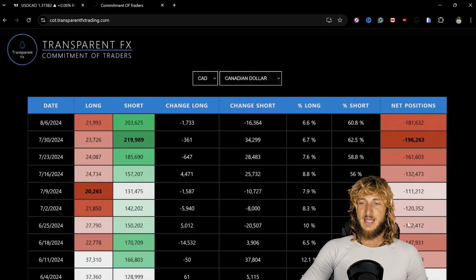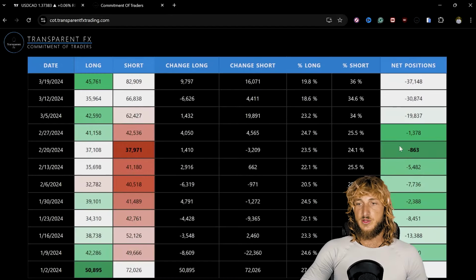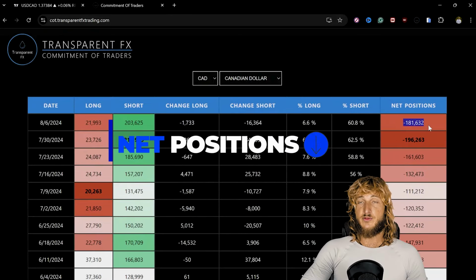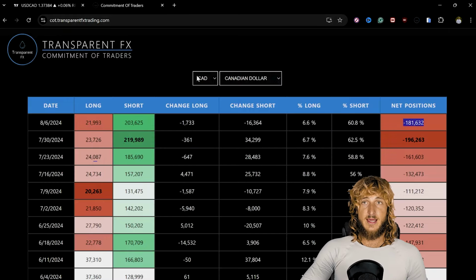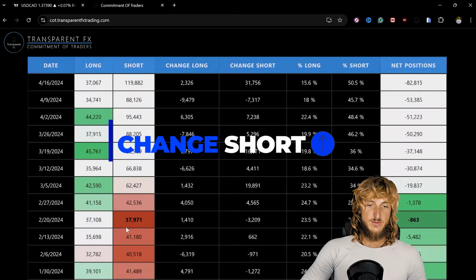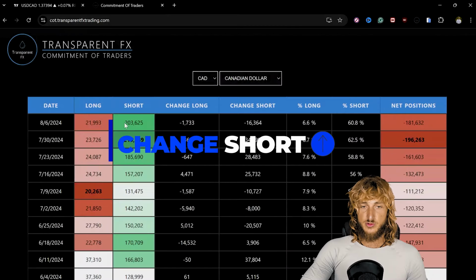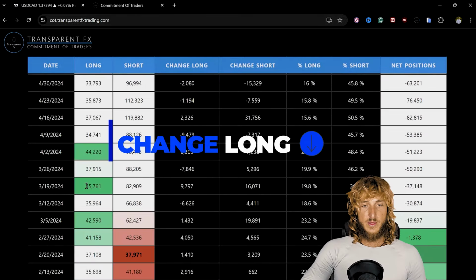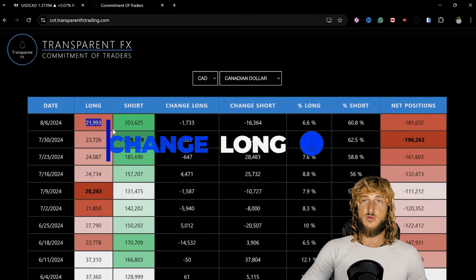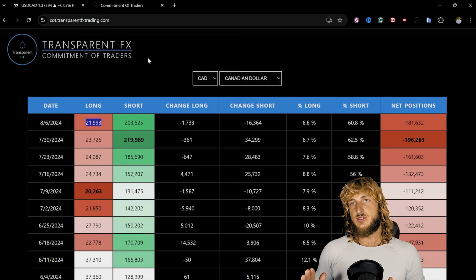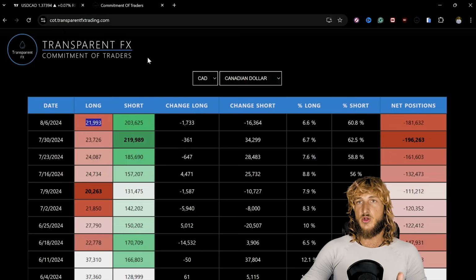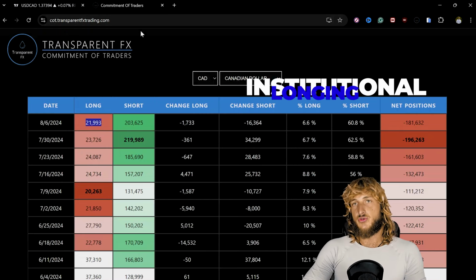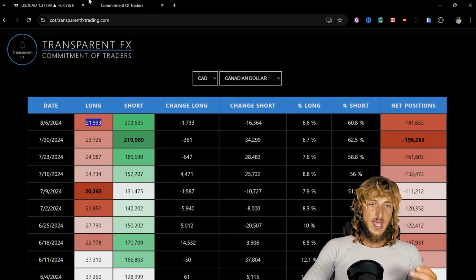So if we see that net positions with the last reports have been massively decreased from minus 800 to minus 181K, it means that essentially institutions have been moving to the bearish side for the CAD. So they have been increasing their shorts, which in fact went from 37.9K from an institutional perspective all the way up to 203K, and longs got decreased. We went from the high here at 45K all the way down to 21K. So institutions have been increasing their shorts and decreasing their longs on the CAD, meaning that essentially they have been longing USD CAD by shorting the CAD. So let's keep that in mind and move back to the chart.